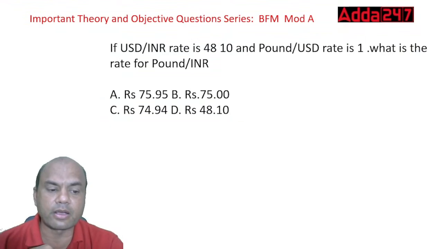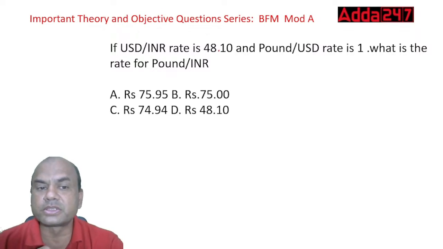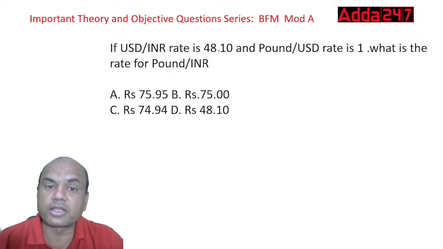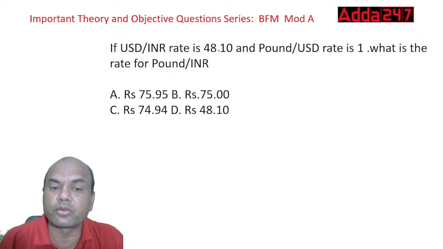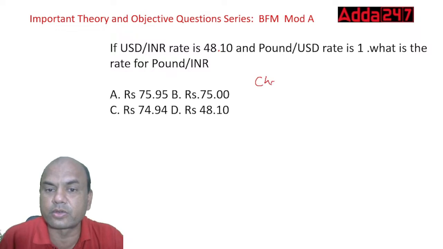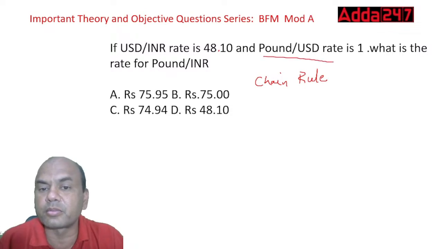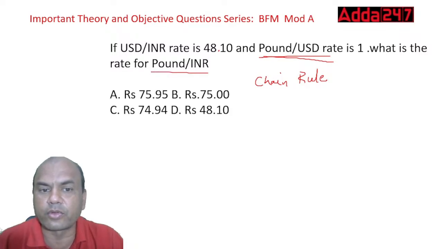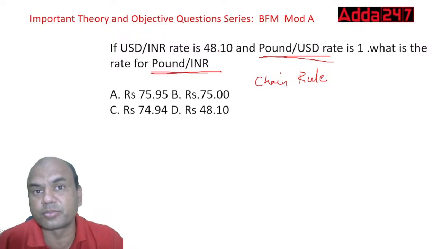If USD to INR rate is given as 48.10 and pound to USD rate is given as 1, what is the rate of pound to INR? Now, what is to be used? Over here, we'll be using the chain rule. What is the chain rule? When you don't know the rates of any currency vis-a-vis your local currency, means this pound to INR, if you don't know the rate, do you know the rates of pound to INR over here? No, but you have the other rates, means some base currency rates. So we use the chain rule.